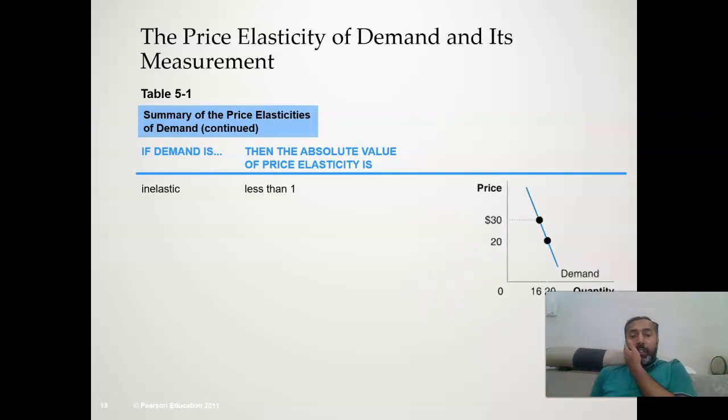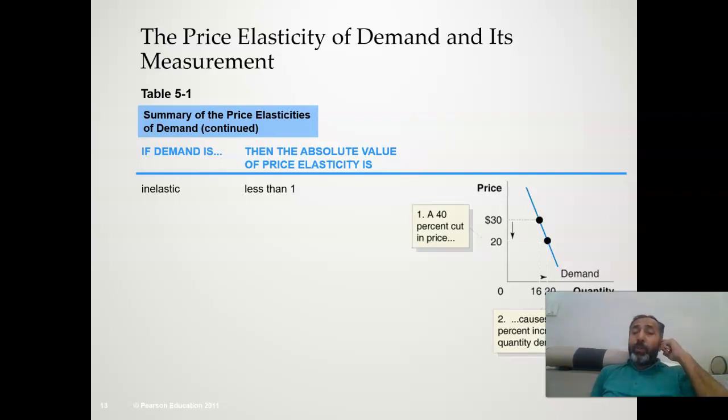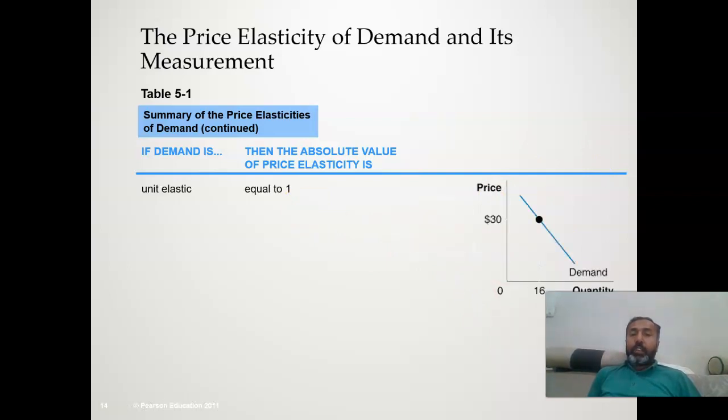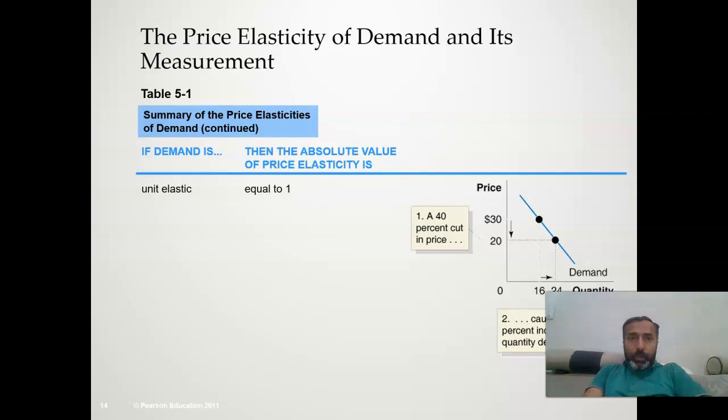However, if it is inelastic, then a 40% cut in the price will result in only a 22% increase in the quantity demanded. So the percentage change in quantity demanded is lower than the percentage change in price, which you can see in this graph as well. So we will call it an inelastic demand curve. And when it is unit elastic, there is a 40% cut in the price and a 40% increase in the quantity demanded, thus the percentage change in quantity demanded is equal to the percentage change in the price, and the answer of PED will be equal to 1, and we shall call this unit elastic demand.